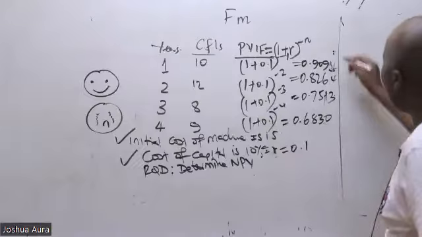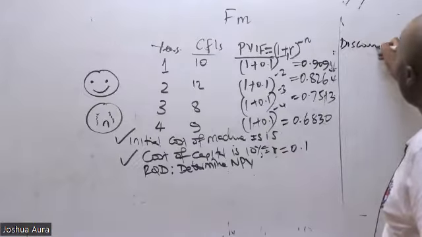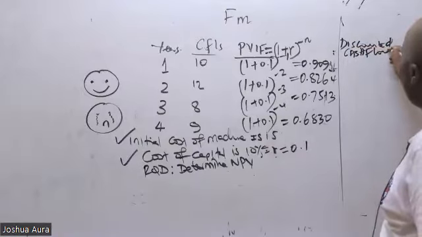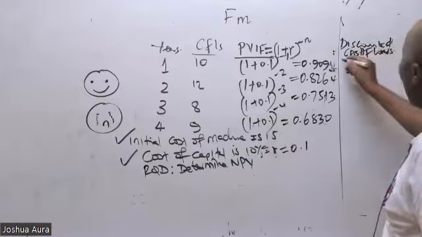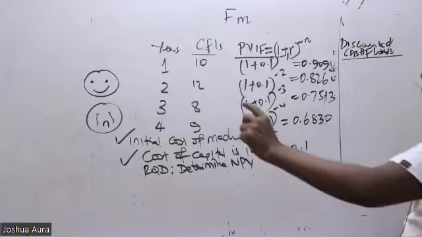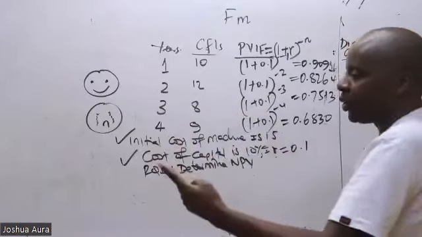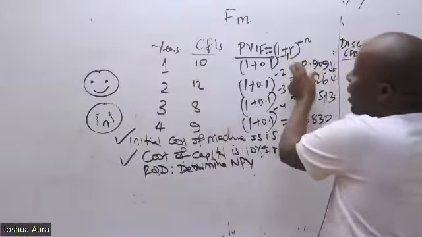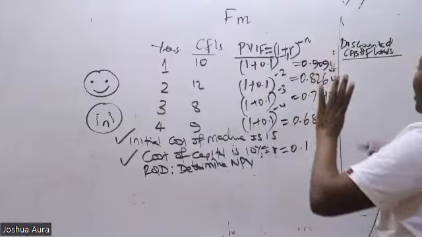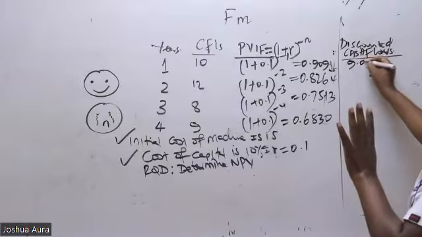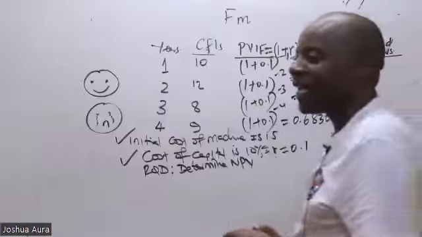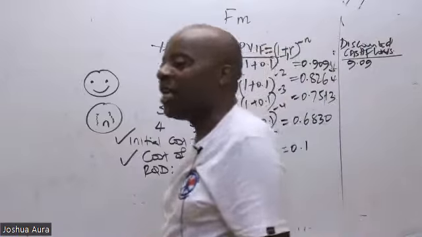This is the column of discounted cash flows. So now we are multiplying, and here we prefer 2 decimal places. You take a cash flow with its discounting factor, you multiply. I know that the first one will be 9.09 in 2 decimal places.